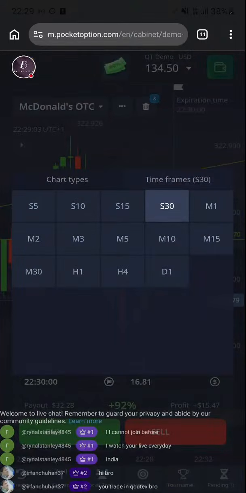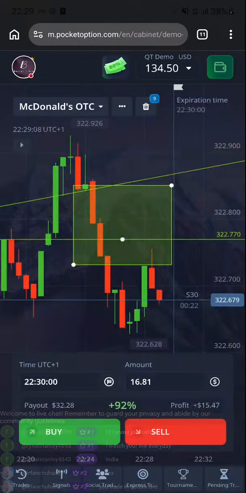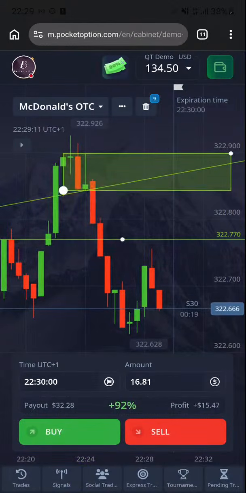No, I don't trade Cortex. A lot of people have been talking about Cortex, actually. I trade Pocket Option. That's the platform I'm currently using right now.